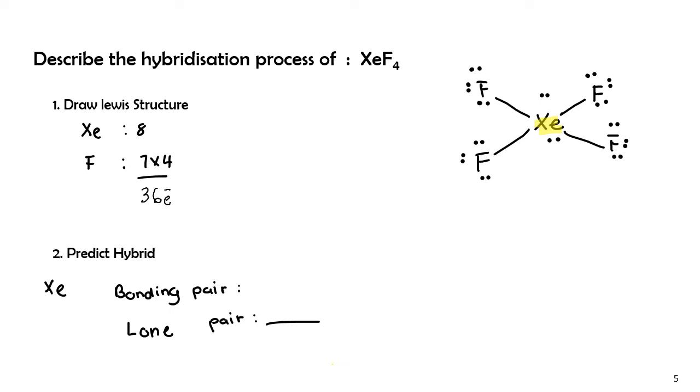Okay, so for step 2, to predict the hybrid, the bonding pair of electron will be, here how many sigma bond? So you have 4 sigma, and then you have 2 electron pair, 2 lone pairs, and then the total electron pair there will be 6, and you can predict the hybrid of the central atom will be sp3d2 hybrid.